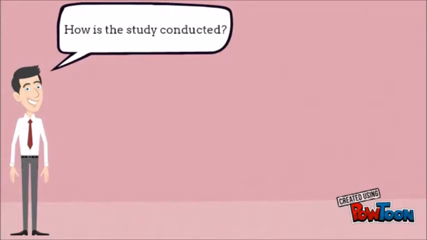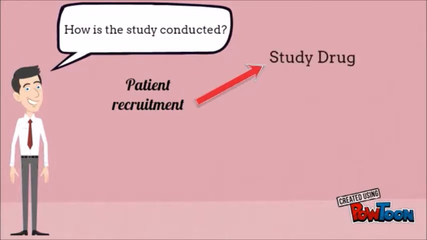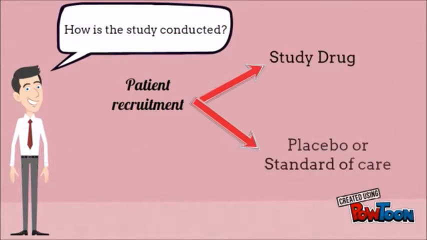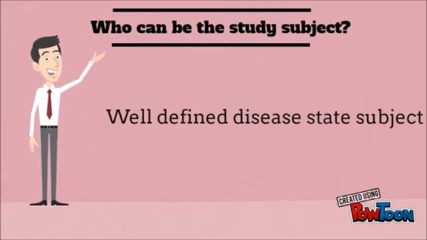So how are phase 2 clinical trials conducted? Firstly, patients are recruited and randomized into different groups, where one group will receive the treatment, which is the drug, and the other group will receive a placebo. So who can be the study subjects in a clinical phase 2 trial? They are subjects with a well-defined disease state.